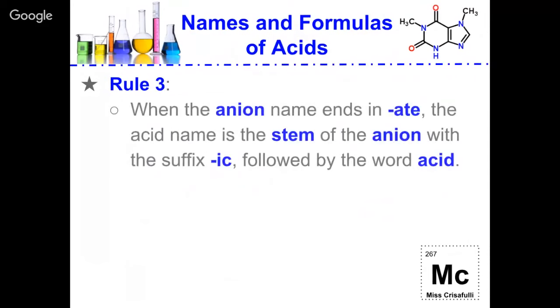Rule number 3, when the anion ends in ATE, you're going to change the ATE to IC and then add acid to the end. So an example would be nitric acid. Your anion is nitrate, NO3-, and you're going to change the ATE to IC, acid at the end.